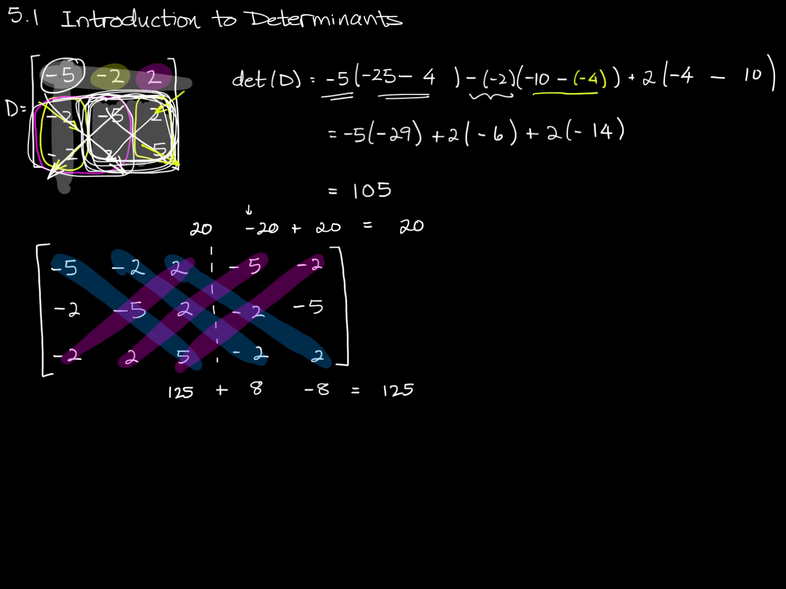And what I'm going to do is take the result of these diagonals, call it positive, and the result of these diagonals and call it negative, and add them together. So I'm going to get 125 minus 20, which is 105. So depending on how you like to think, this approach may be easier for you. The other approach may make more sense, in which case you're more than welcome to do it that way. You get the same result either way.